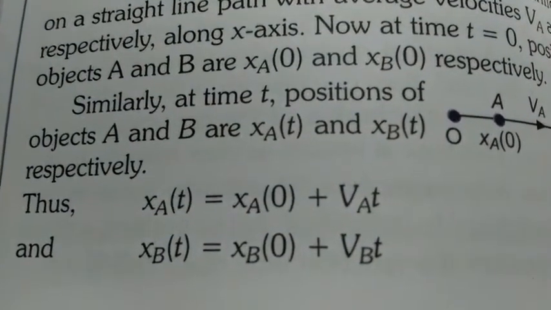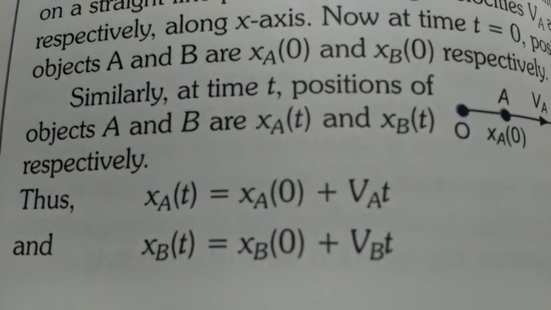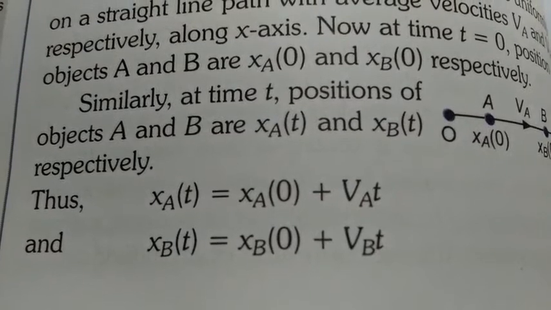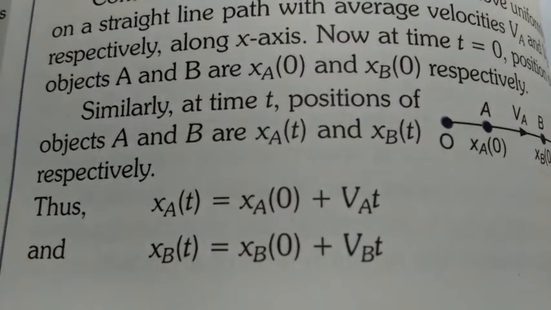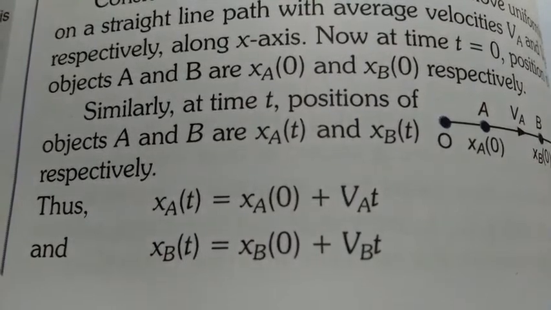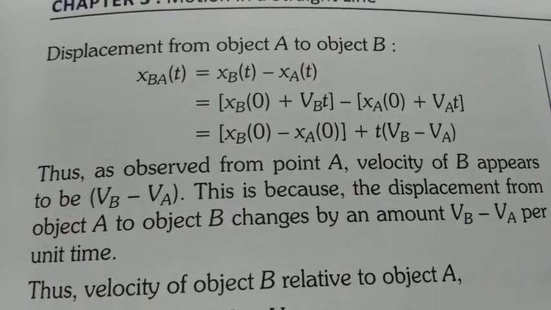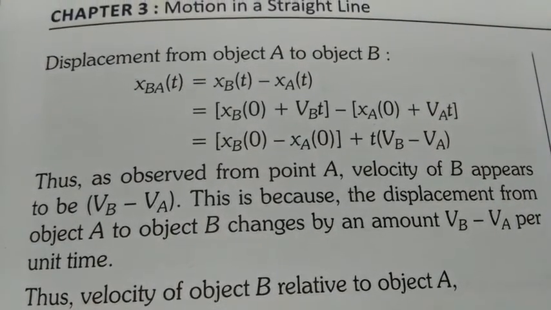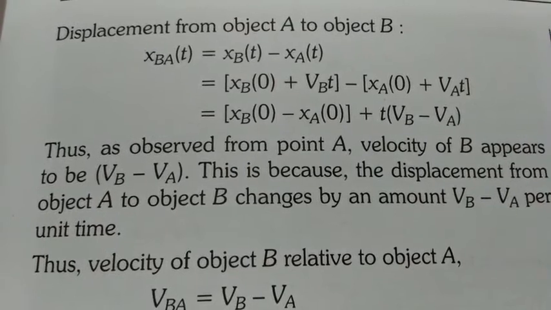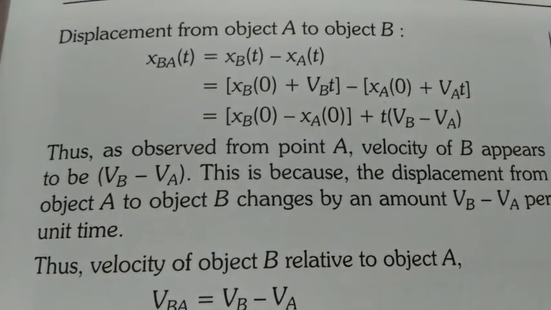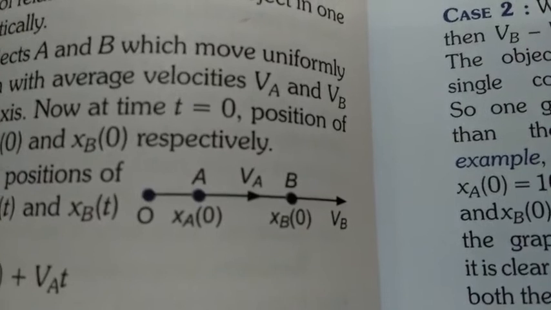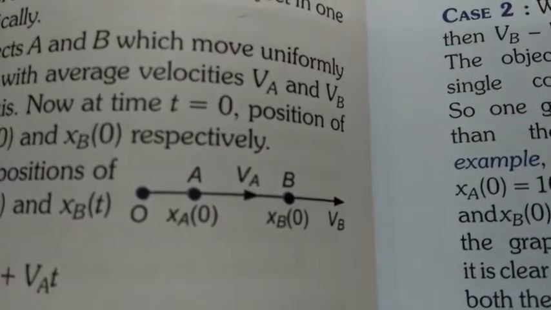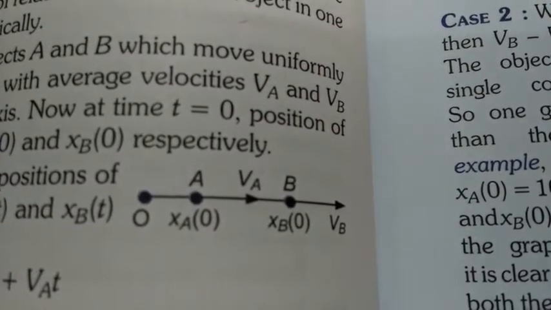Both the objects have traveled for the same time, but the distance traveled by them is not the same. Why? Because their velocities are different. So now let's see what is the displacement from object A to object B. For that we will take xB(t) minus xA(t), the distance of B minus the distance of object A, and both the distances we have taken from one common point. Here in this figure you can see there is one origin O. From that origin we have calculated the distance of A and of B.